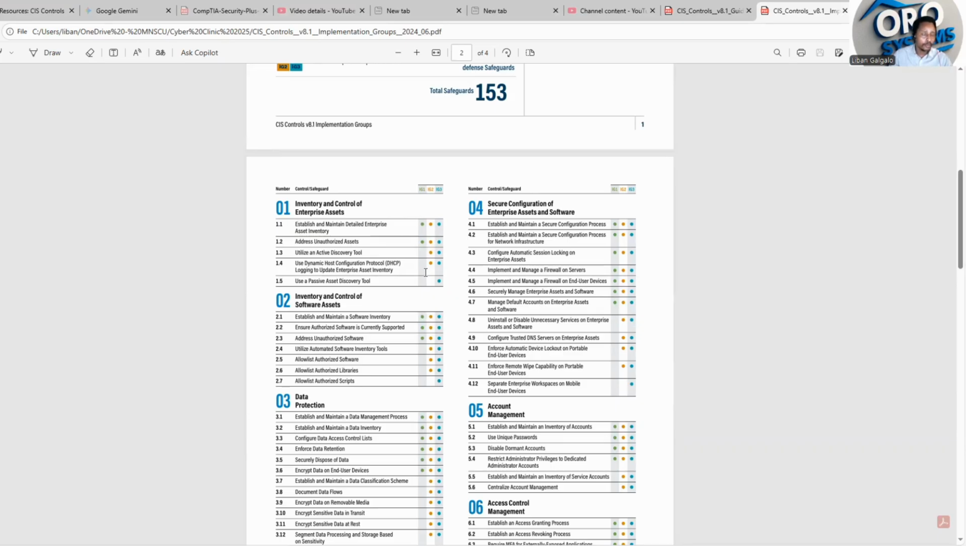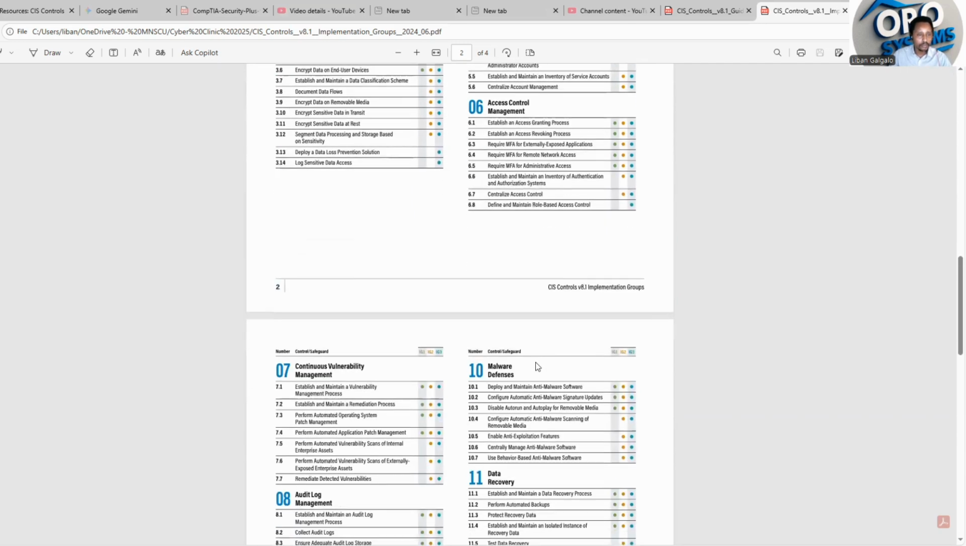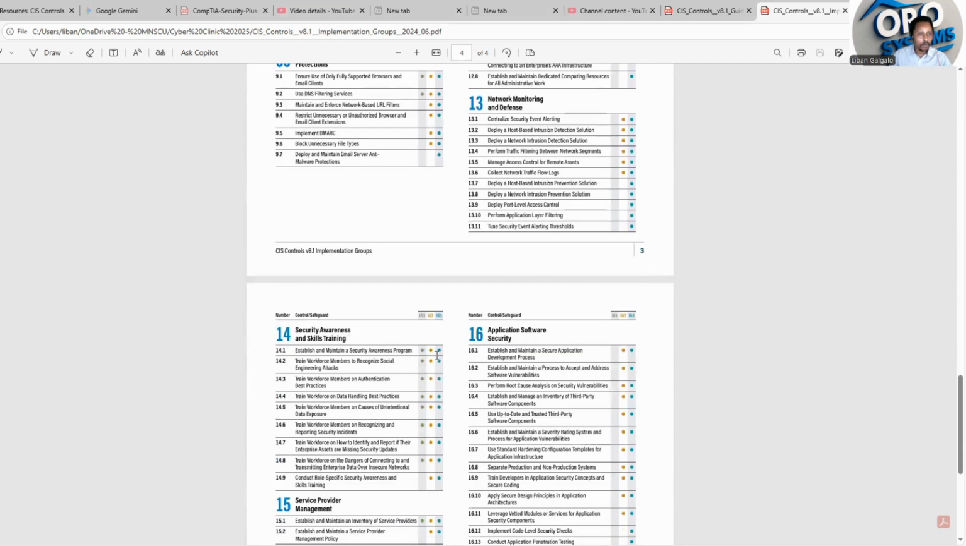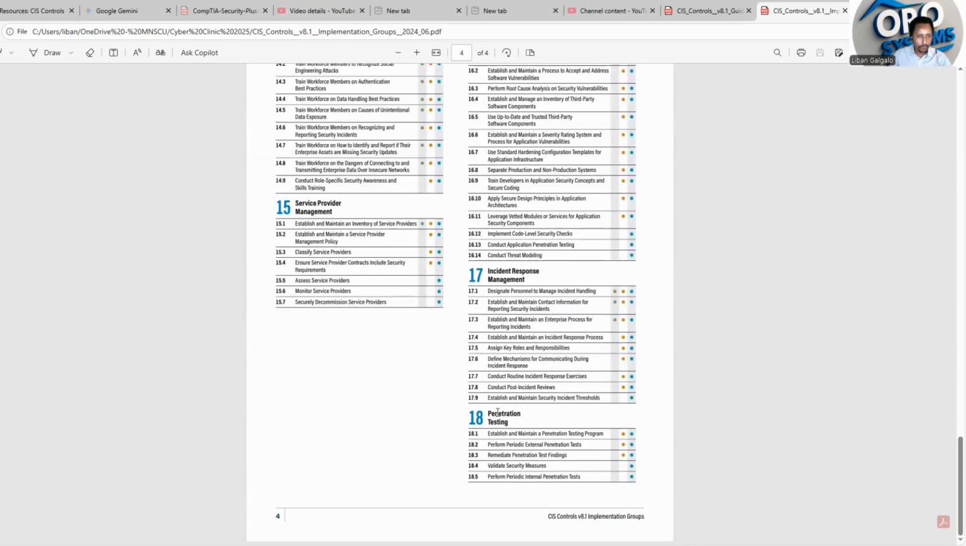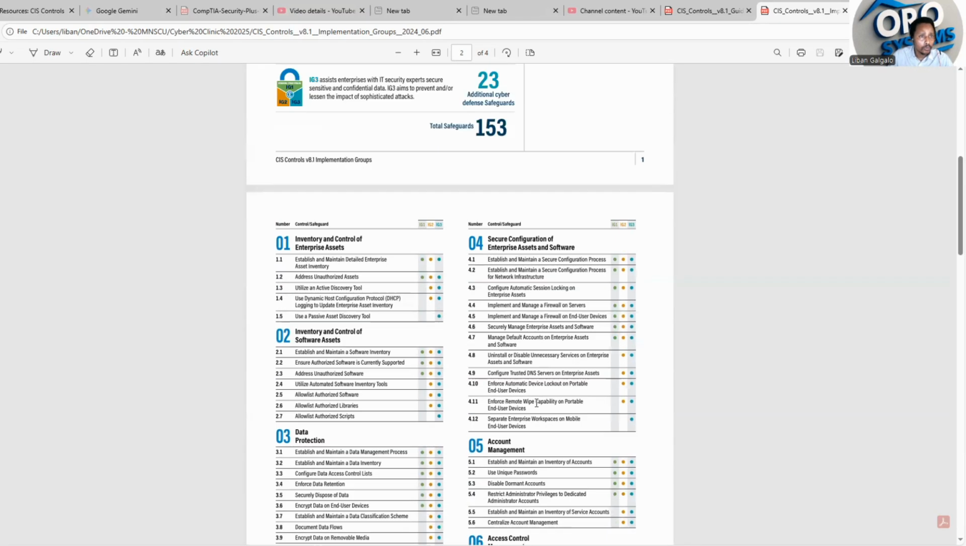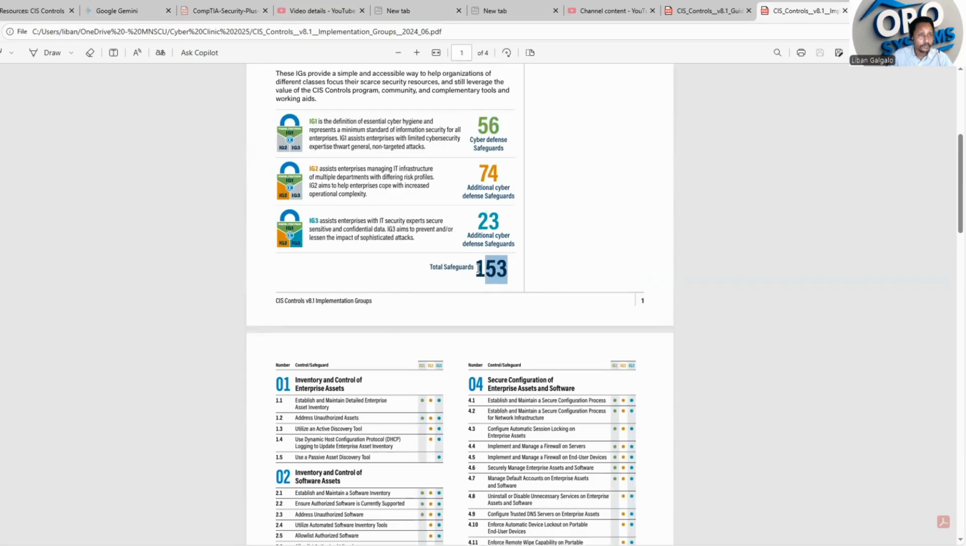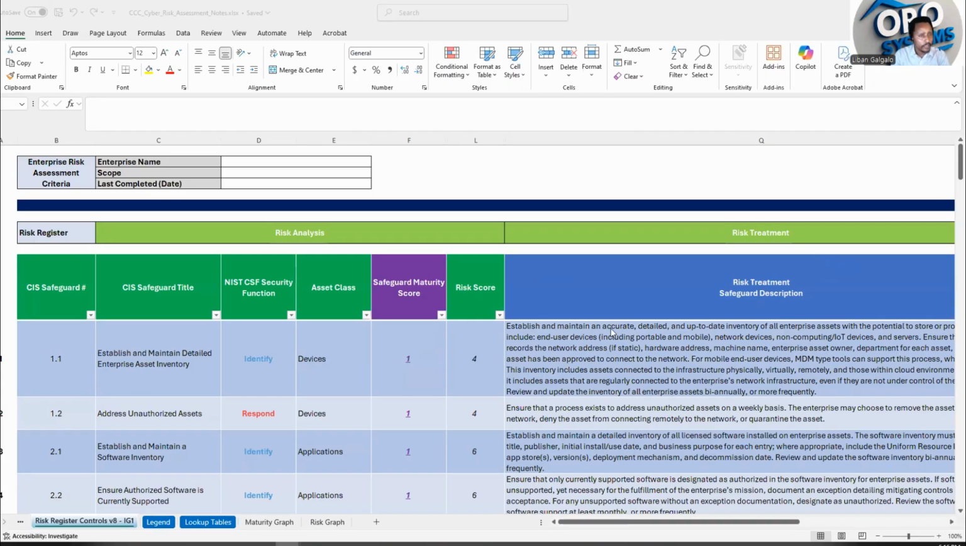That's how we know the number. Even though we have different safeguards under one single control, it doesn't mean they apply to all implementation groups. So that's exactly how to do it. And finally, the total of 18 controls that we have here has a different number of safeguards, and if we add them up, it becomes 153.